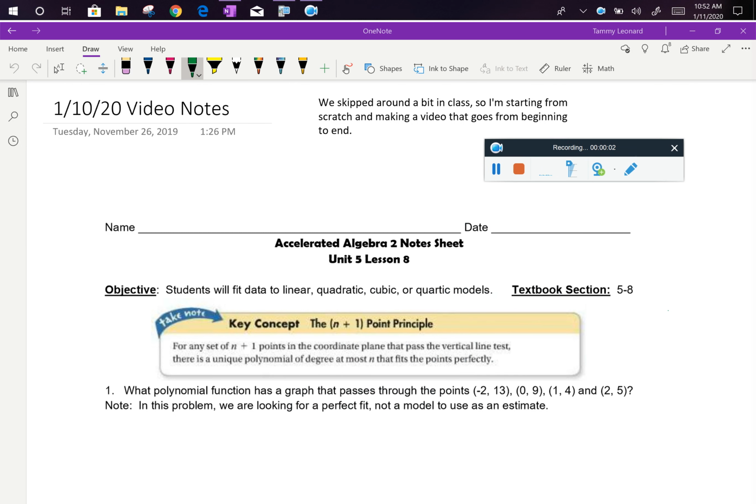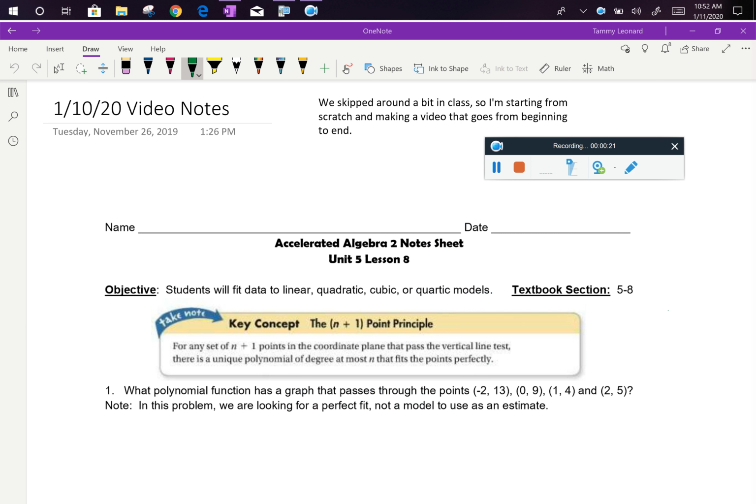Since we had to rush in period 7 on Friday and we skipped around a little bit, I thought it might help if I just started over with the note sheet. That way, if you need a beginning to end, easy to understand note sheet, you'll have it. If this video contains way more information than you need, then you can just fast forward to the parts that you feel like you need the clarification on.